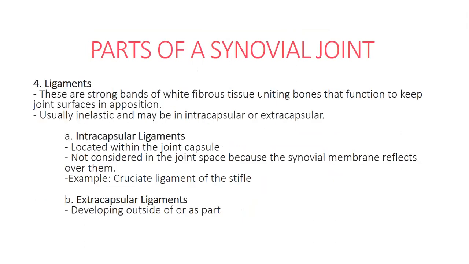Next, we have the ligaments. These are strong bands of white fibrous tissue uniting bones that function to keep joint surfaces in apposition. They are usually inelastic and may be intracapsular, meaning within the synovial joint, or extracapsular, which is outside the synovial joint.